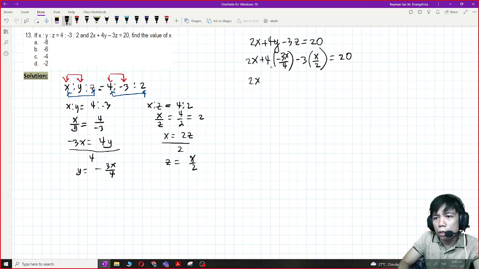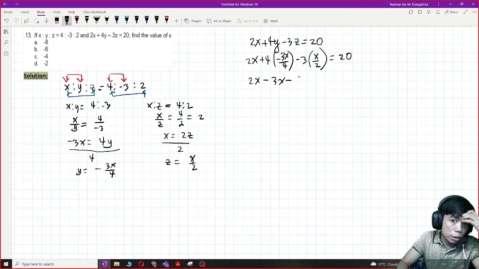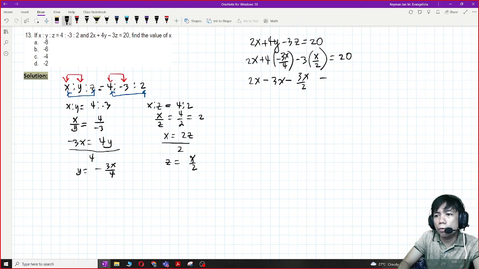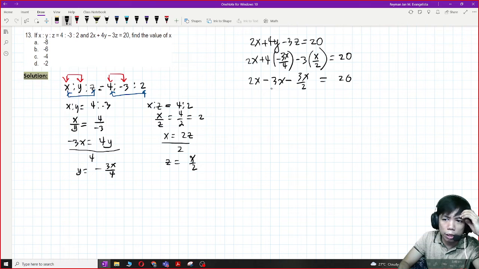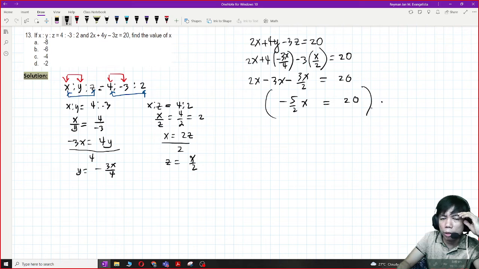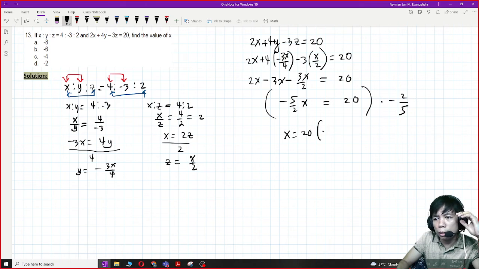Okay, copy yung 2x. 4 times negative 3/4, so cancel yung 4. Ang tira is 3x, negative 3x. Ito naman, minus 3x over 2, equal to 20. Okay, 2x minus 3x is negative x. Parang ano yan eh. 2 minus 3 negative 1 minus 3 halves is negative 5 over 2. Okay, negative 5 over 2 x equal to 20. Multiply both sides by, para mawala yung negative 5 halves, syempre yung kanyang reciprocal na negative 2 over 5. X na lang yan. 20 times sa negative 2 fifths.